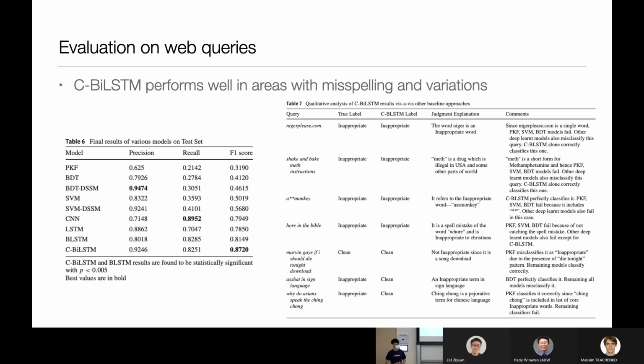Other older machine learning frameworks can't find it, but C by LSTM is able to find it even though it's misspelled. Some things that are not flagged by the C by LSTM are like, why do Asians speak ching chong? Ching chong itself is not a bad word, and it usually needs manual intervention, so it needs to be placed in the pattern. Ching chong is not appropriate. So these are the things that are still lacking.